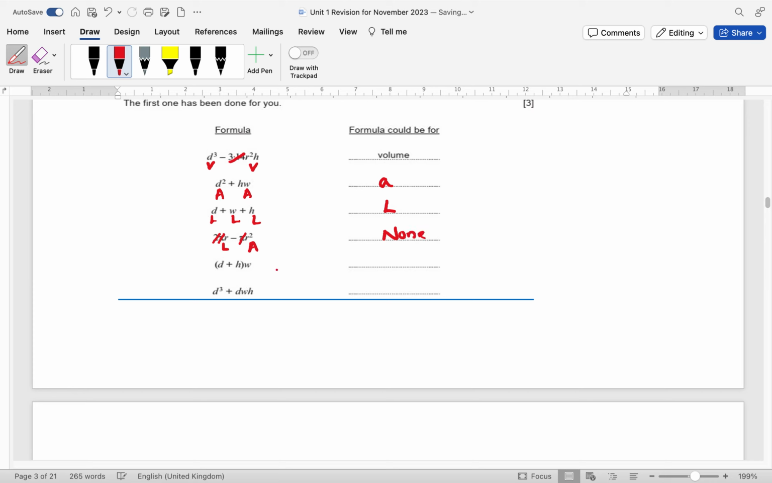Mixture, can't happen. Bracket, expand them. But I would like to put the W before the bracket, because that's more normal to see. It's D times W and H times W, so it's DW plus HW. That's area plus area. Answer, area. D cubed, volume, DWH, volume, answer, volume.